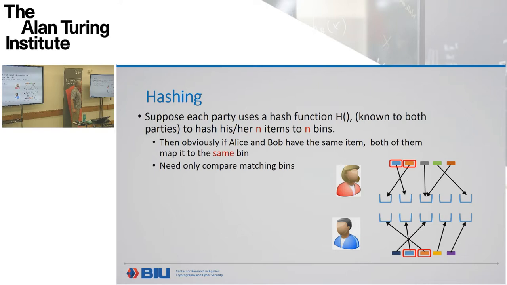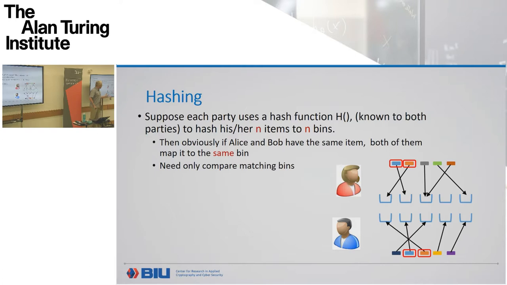So the basic observation to which I hinted already is that if both parties agree on a hash function, which is independent of the inputs, then the parties can each map their inputs to bins. Say if they have n inputs, they can map them to n bins, okay? And the nice property is that if both Alice and Bob have the same input x, they're both going to map it to the same bin. So they map x to the bin h(x). The range of this hash function is 1 to n, the bins, okay? So if they have the same input, it's going to be mapped to the same bin by both of them. So now, instead of comparing all of Alice's items to all of Bob's items, we just have to compare the items that Alice put in that bin to the items that Bob put in that bin, okay?